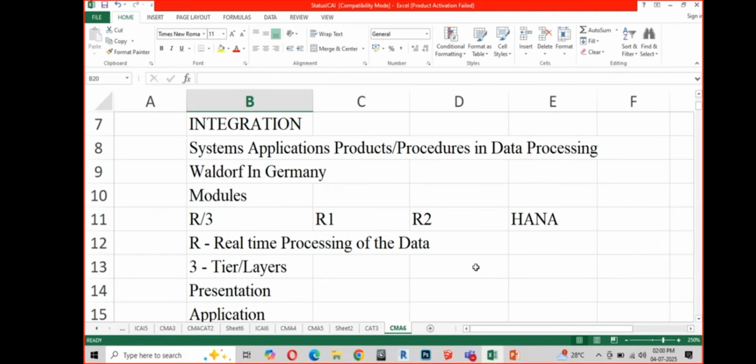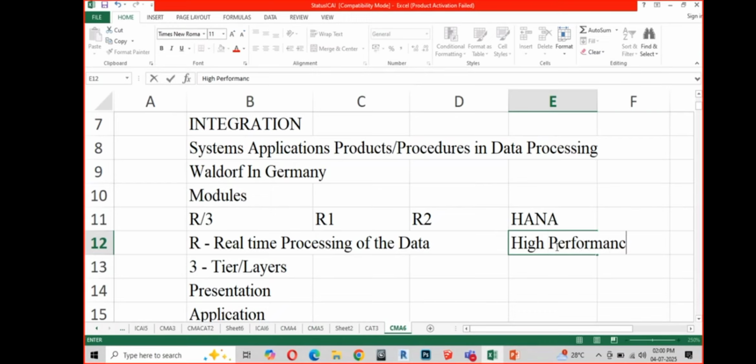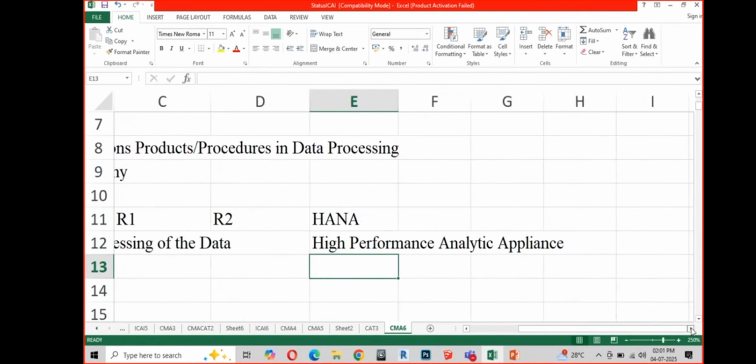Now, people would be interested to know what is HANA, just for the definition, how it is abbreviated. If you want me to just tell you what is HANA, it is High Performance Analytic Appliance. This is as far as HANA stands. Now, what are the technical changes? So now we are talking about HANA.